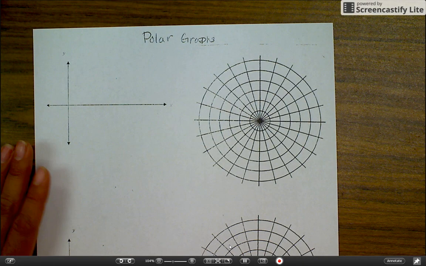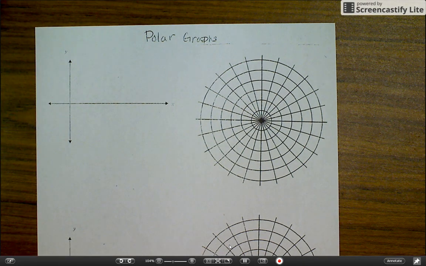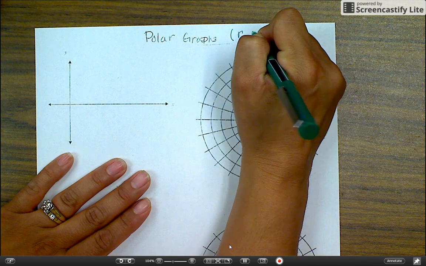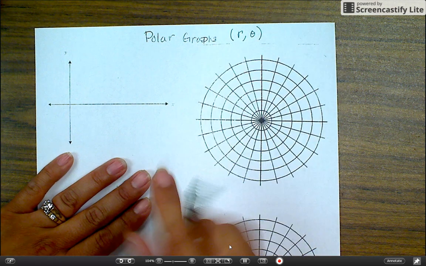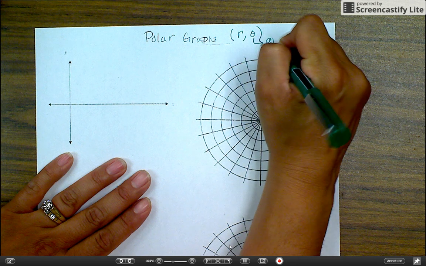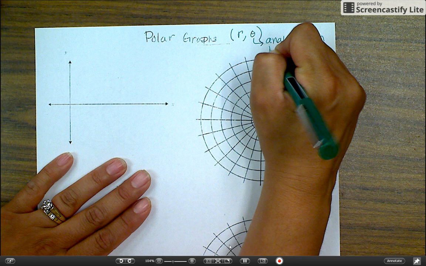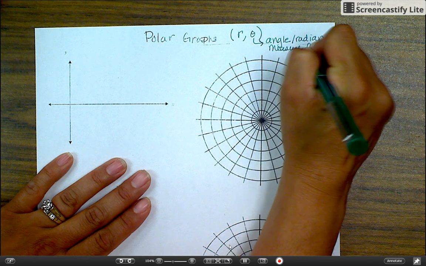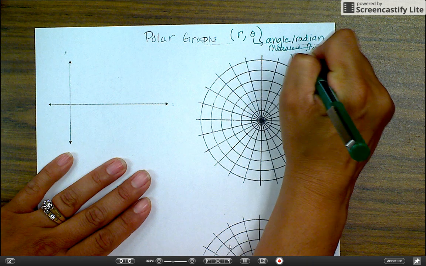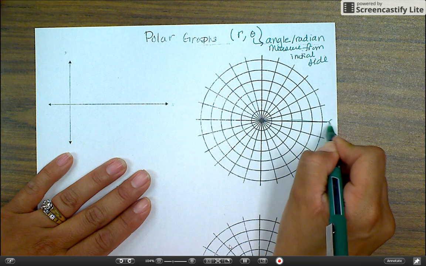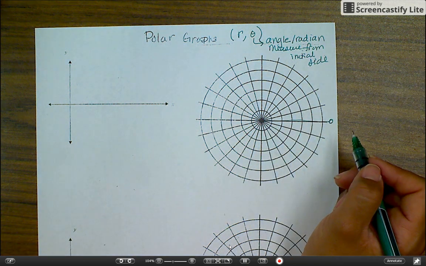Hello, students. Okay, so we are going to quickly review polar graphs, how to graph polar graphs. So recall that polar coordinates are written as r comma theta. Theta is the angle or radian measure from the initial side, which is 0 right here. That is our initial side.